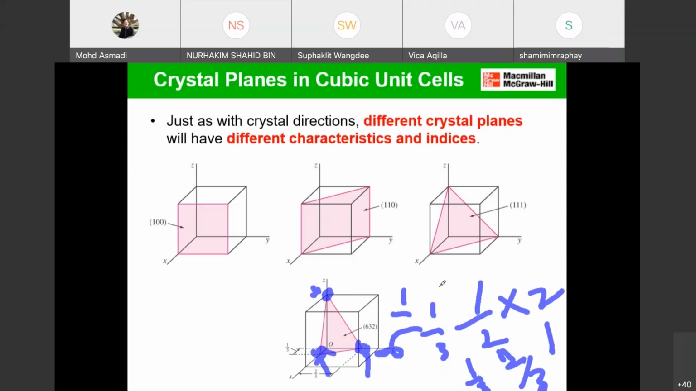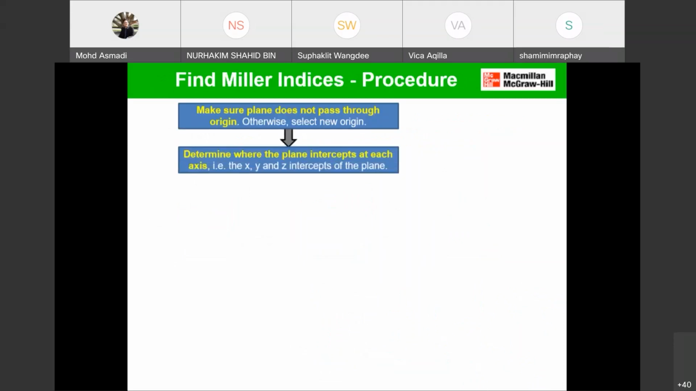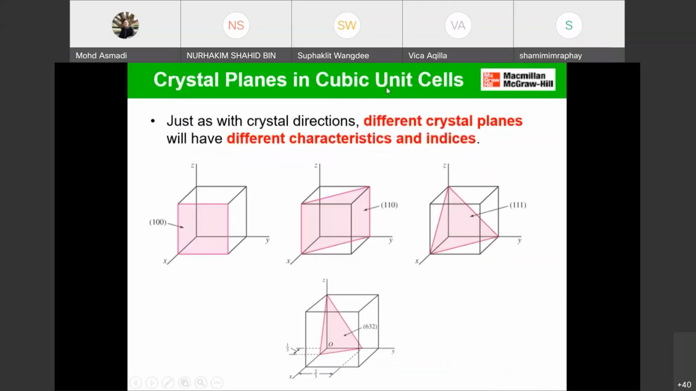So how to find the Miller indices? If you look at here, first make sure the plane does not pass through the origin. What do you mean by not pass through the origin? This is the origin. Pass through is maybe like this. If you define this origin, it passes through the origin.